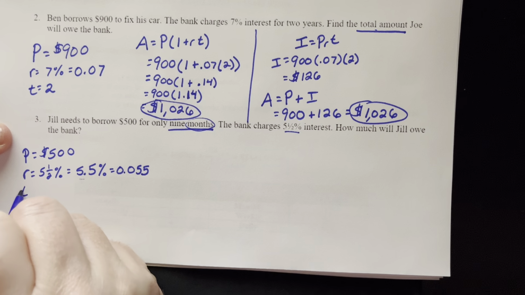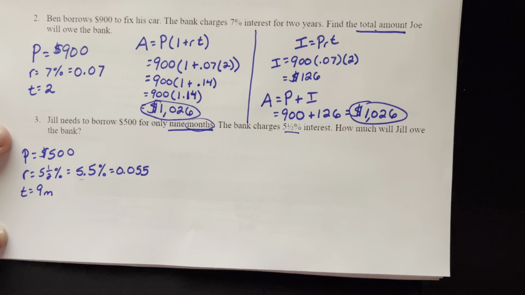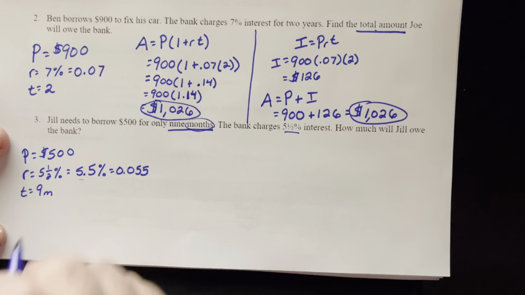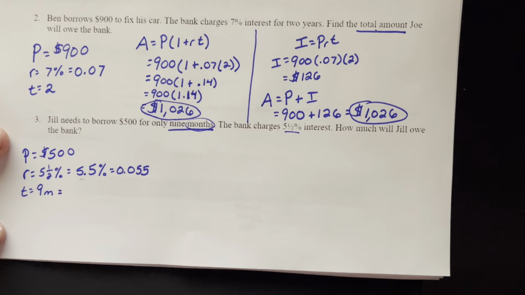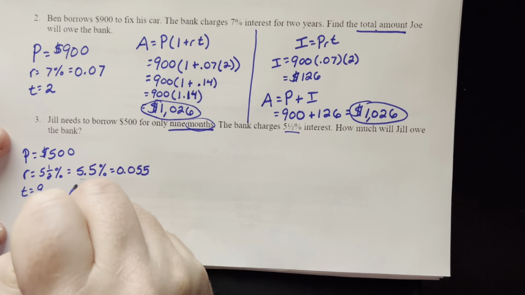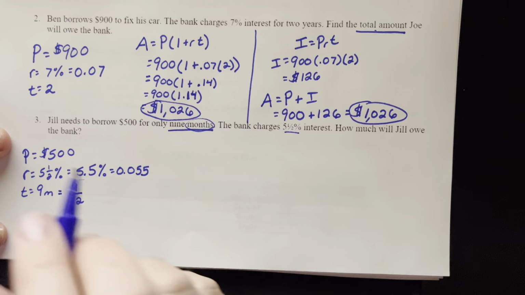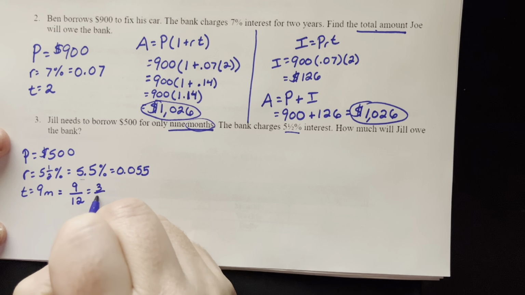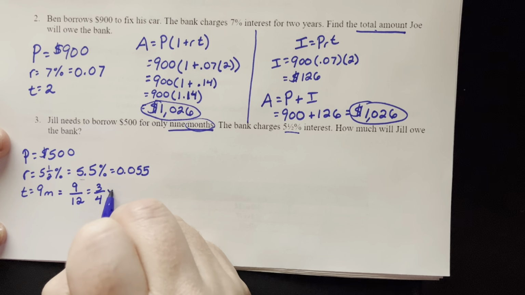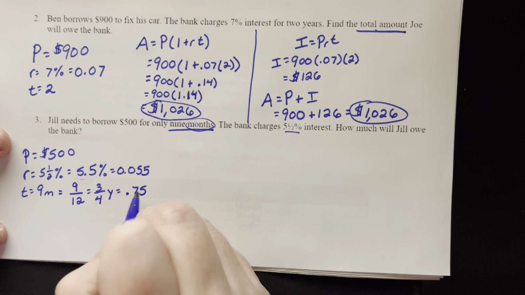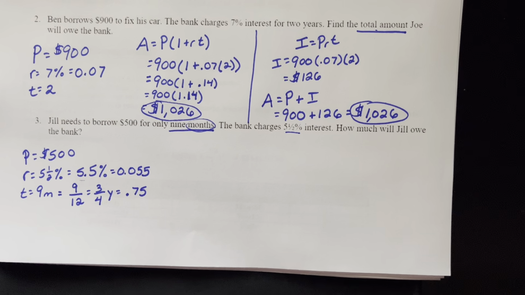And then the time is 9 months. But we know time needs to be given in years. Well, we can write this as a proportion, right? There's 9 months out of a total of 12 months. So that would be 3/4 of a year, or 0.75. Using decimals is very helpful because it's easier to use your calculator, to be honest.